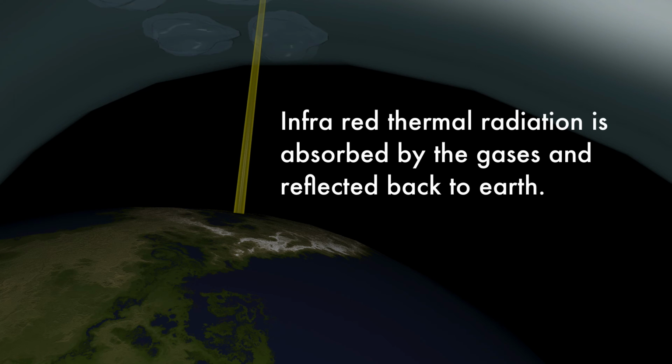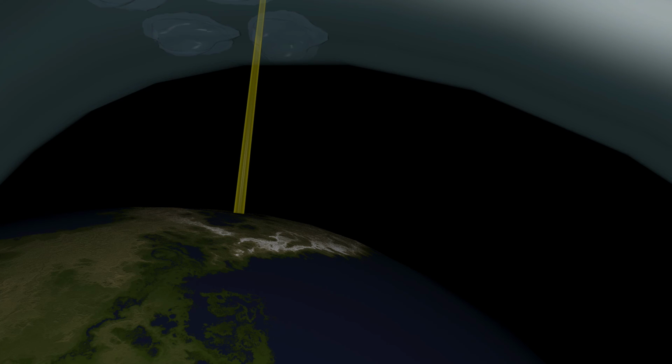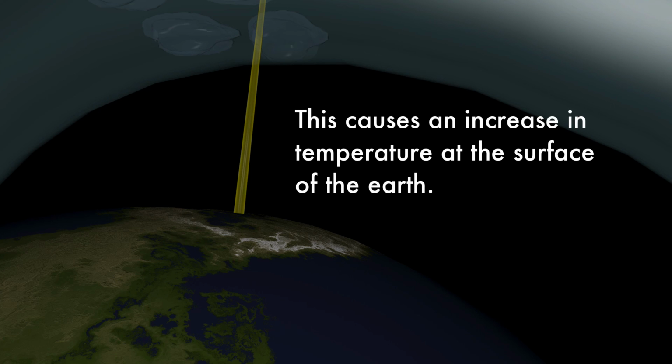Infrared thermal radiation is absorbed by these gases and reflected back to Earth. And this causes an increase in temperature at the surface of the Earth.